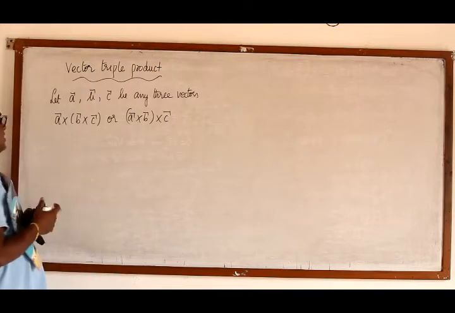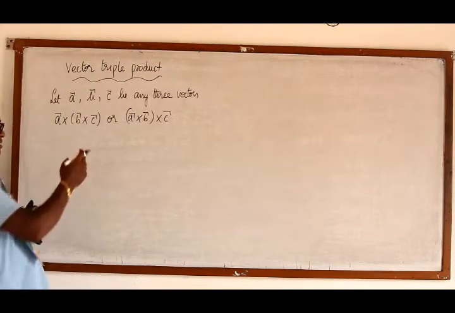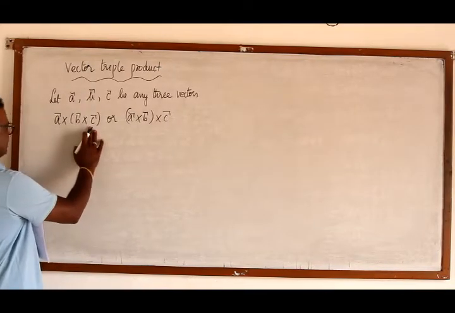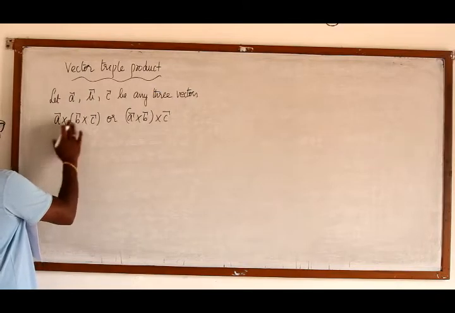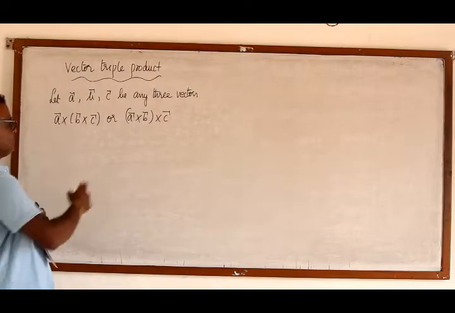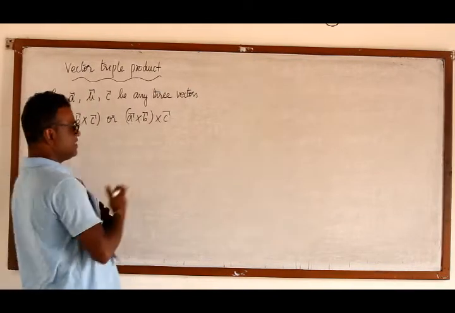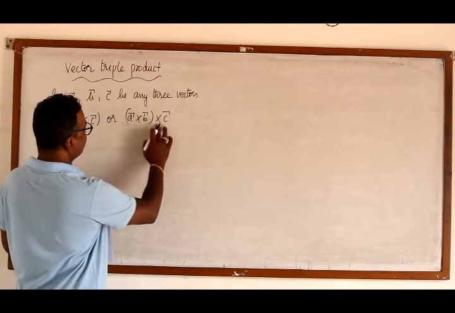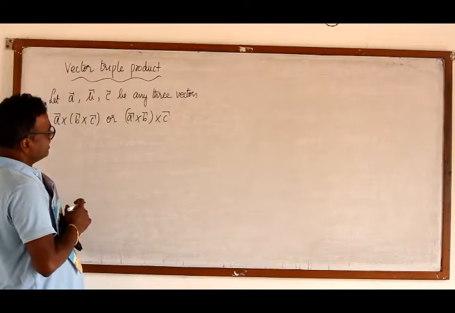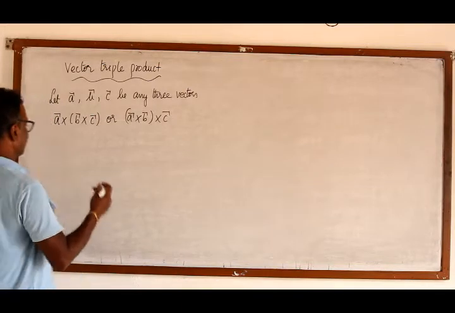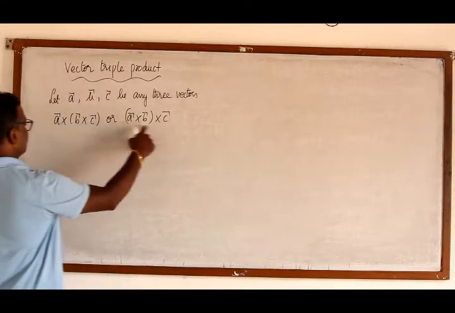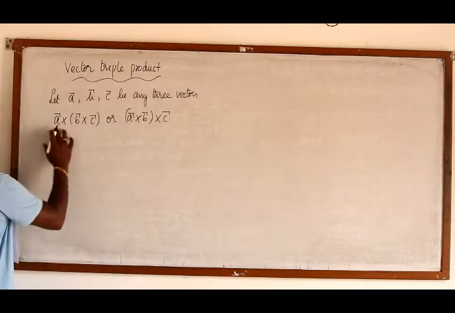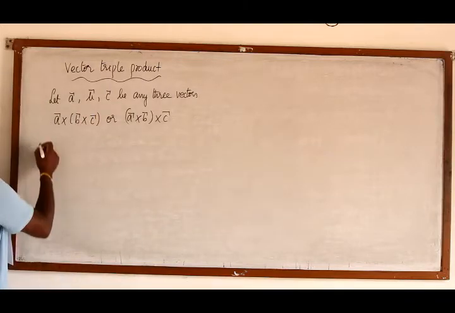Any product of this form, A cross (B cross C) or (A cross B) cross C, finally will result in a vector, because B cross C is a vector. So A cross a vector will be a vector. Here also A cross B is a vector, and if I find the cross product with C vector, again it will result in a vector. Therefore, this final result will be a vector, hence it is called a vector triple product.